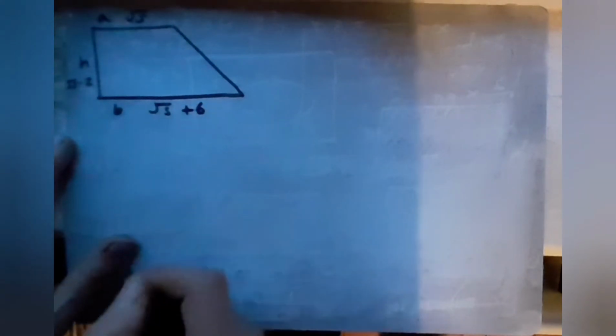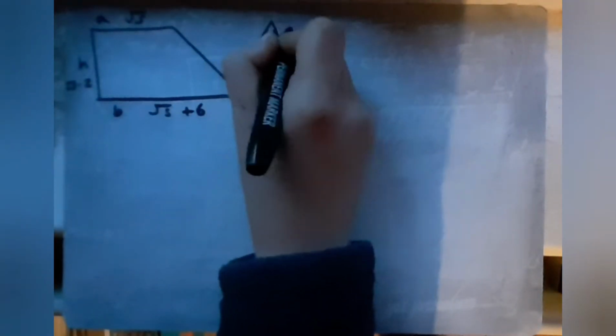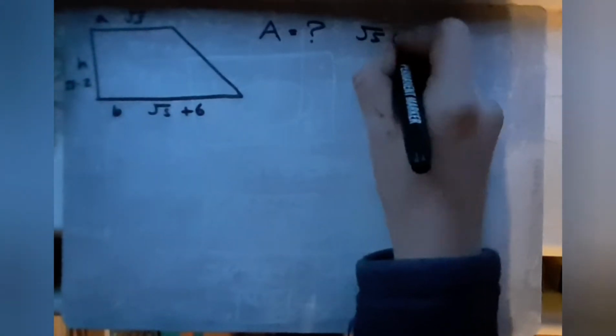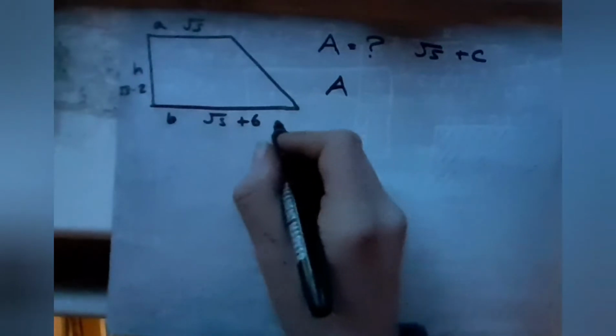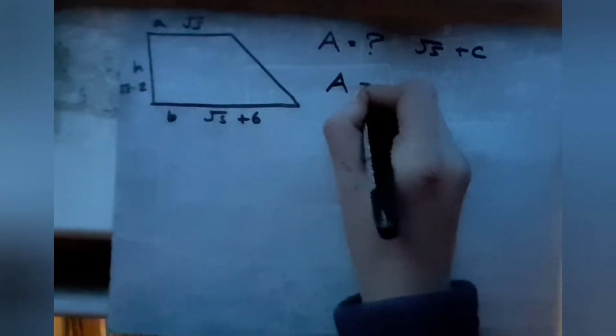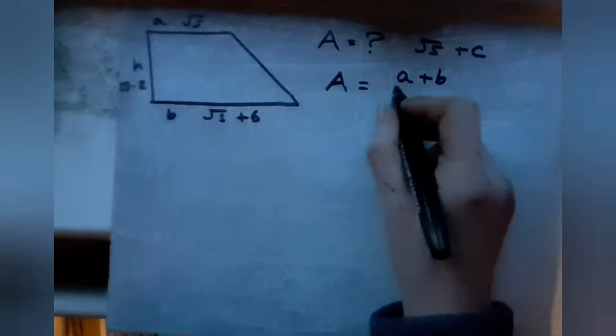It's a trapezium. It's a bit wonky, but the height we're given as √5 minus 2. Then side A is just √5, and side B, the base, is √5 plus 6. So I'm asked to find the area, but it's in the form √5 plus c.